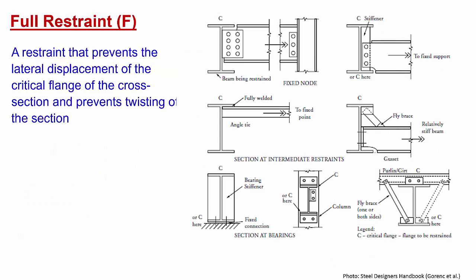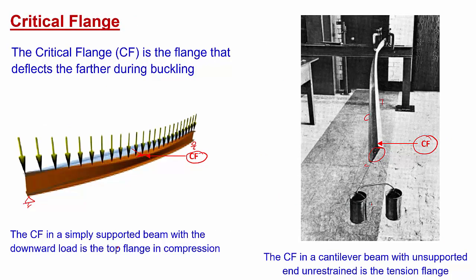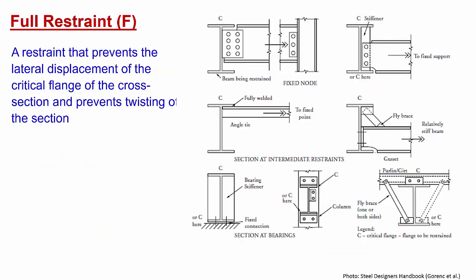So basically, a restraint that prevents the lateral displacement of the critical flange of the cross section and prevents the twisting of the section is full restraining, right? So any restraint mechanism that prevents the lateral displacement of the critical flange. If the critical flange cannot move and twisting of the section cannot occur, we say that it is fully restrained, and we denote it as F, right? So it can be achieved by any of these mechanisms.